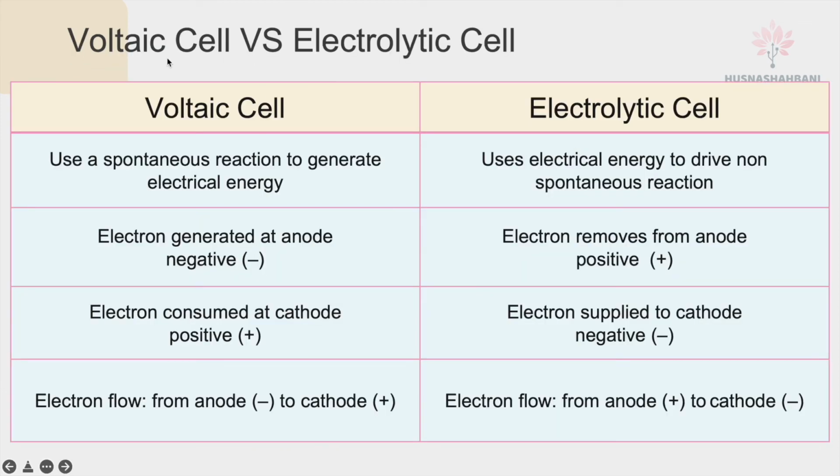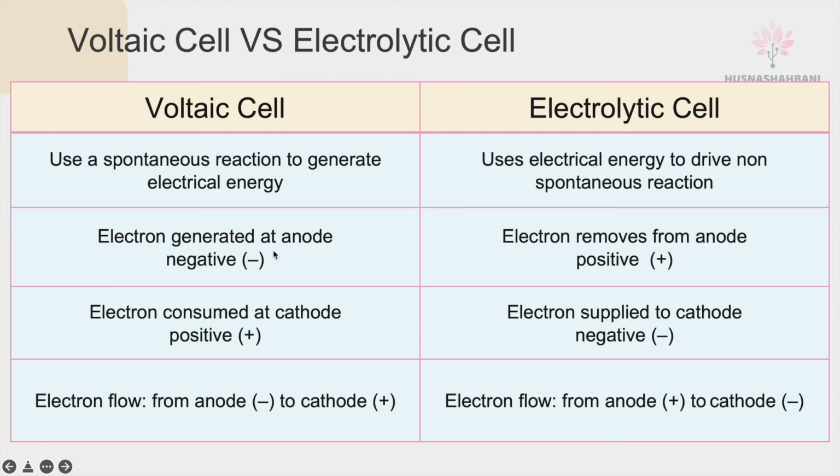The difference between voltaic cell or galvanic cell versus electrolytic cell. Voltaic cell, we don't use a battery. The reaction is spontaneous because it's from chemical energy to electrical energy. A galvanic cell, chemical energy to electrical energy. But electrolytic cell, we use a battery. We supply electrical energy for the reaction to happen. That's electrolytic cell.